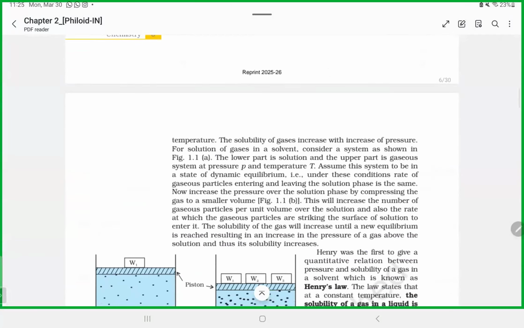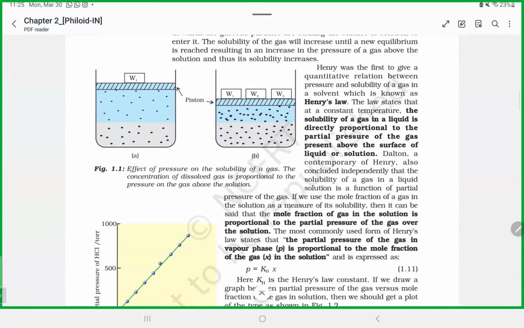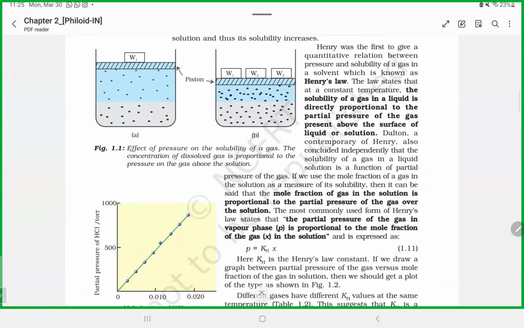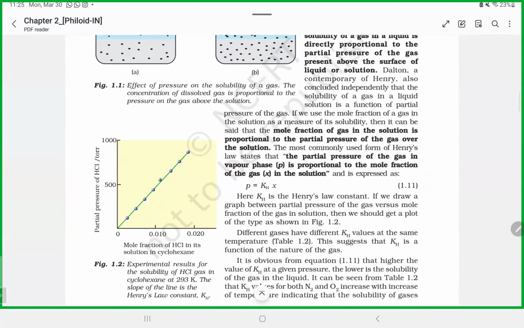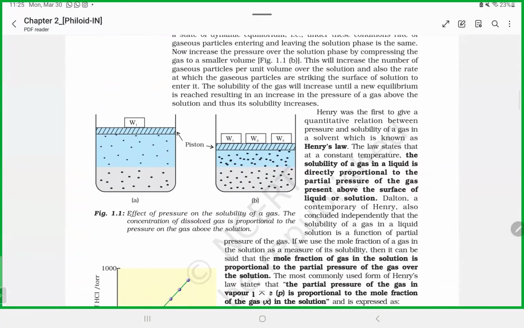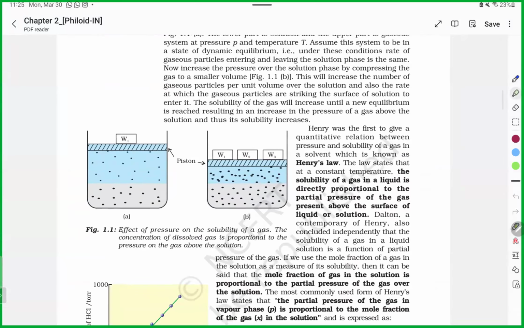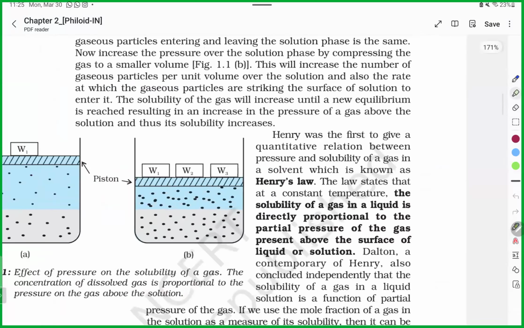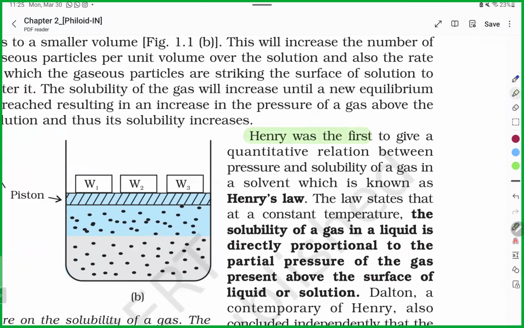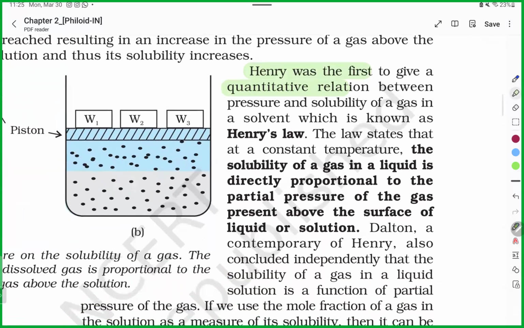Because we had two questions related to KH. One was the bond. Do you remember? Log form. Look at this. Yes, sir. Henry was the first to give the quantitative relation between the pressure and solubility. Henry's law says that the solubility of a gas directly depends upon the partial pressure of the gas above the surface. Correct?